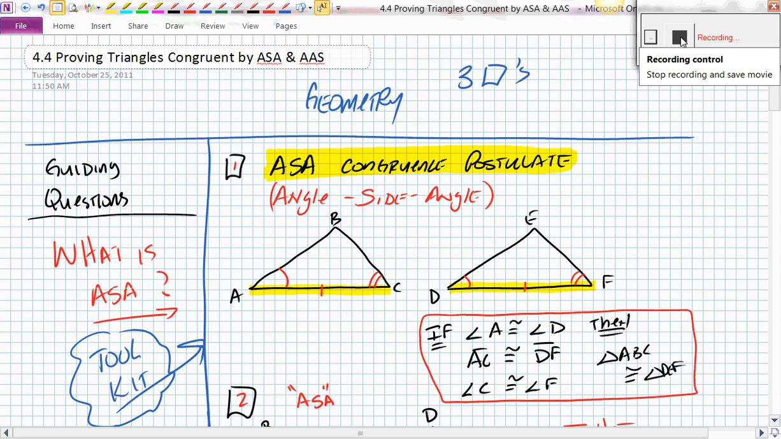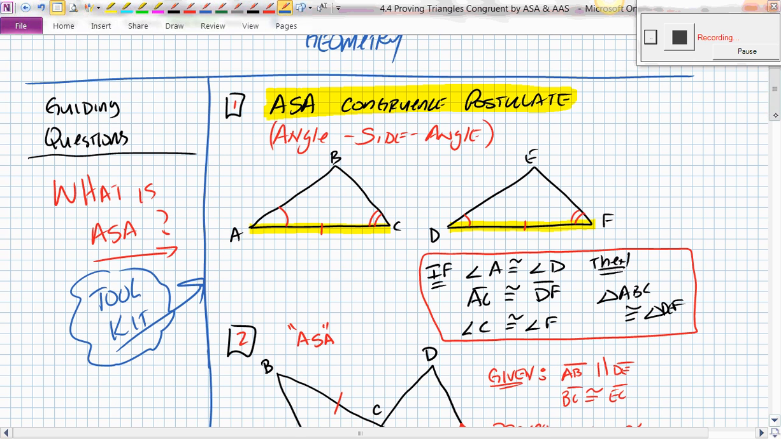Okay, this is geometry 4.4. Proving triangles are congruent by angle, side, angle, and angle, angle, side. I think there's actually 4 boxes, so I'm going to erase that right there. Okay, so the first thing that we're going to cover is the angle, side, angle congruence postulate.